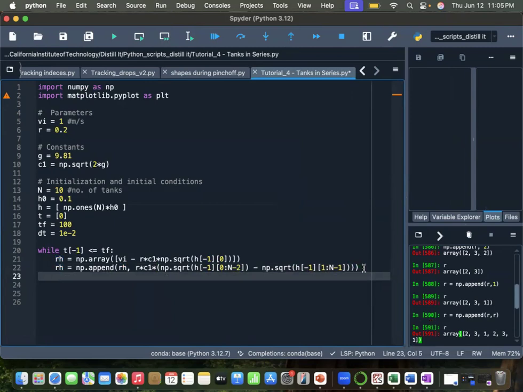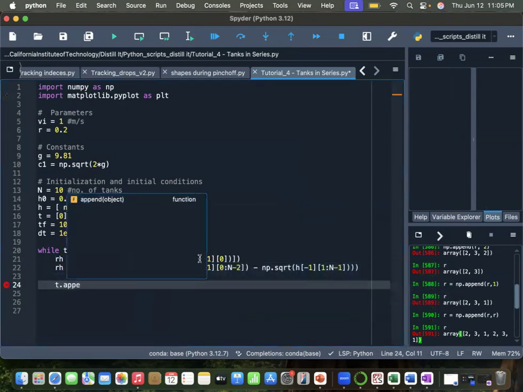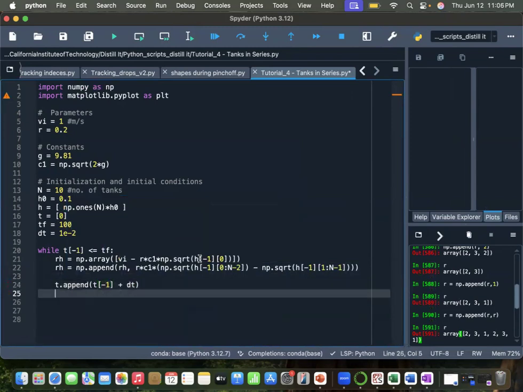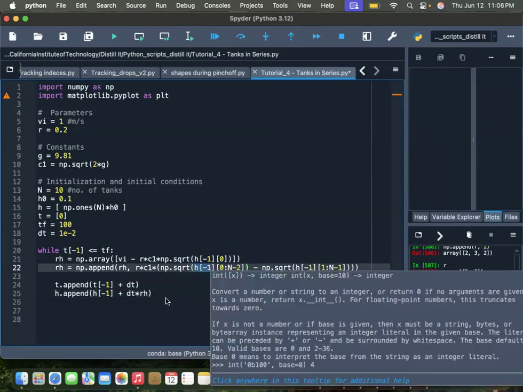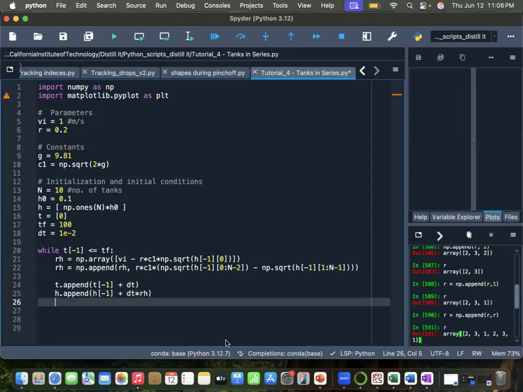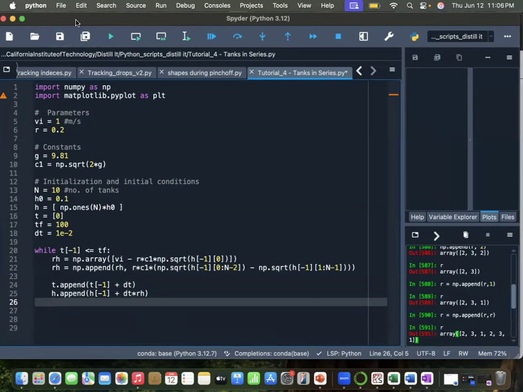And now it's just the Euler's explicit method. So t.append(t minus 1 plus dt), and we'll have h.append(h minus 1 plus dt times the RHS). RHS was evaluated at the previous iteration, that is, it was evaluated at h minus 1. So that is done, and that's it. We have solved this system of differential equations.